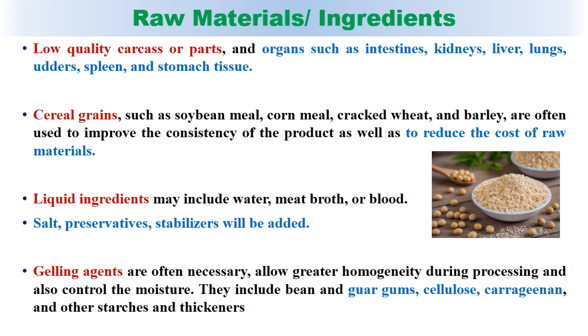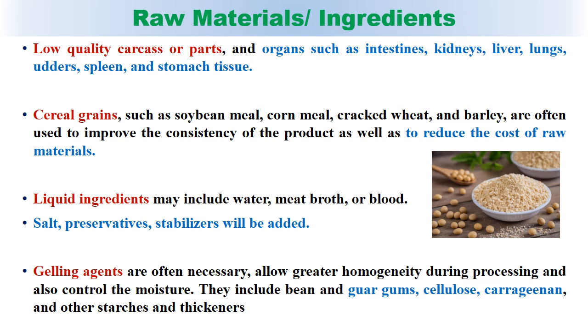First is the low quality carcass or parts or the byproducts, different organs like intestine, kidneys, liver, lungs, udder, spleen, stomach. These are the animal origin products or byproducts used in the pet food. There are cereal grains such as soybean meal, corn meal, cracked wheat, and barley, often used to improve the consistency of the product as well as to reduce the cost of the pet foods.